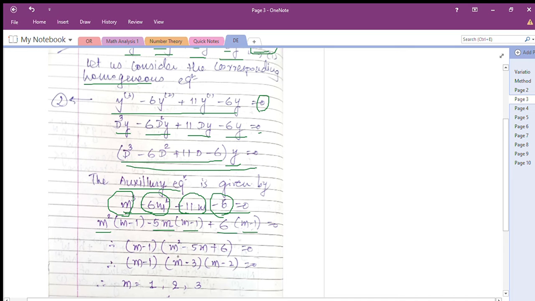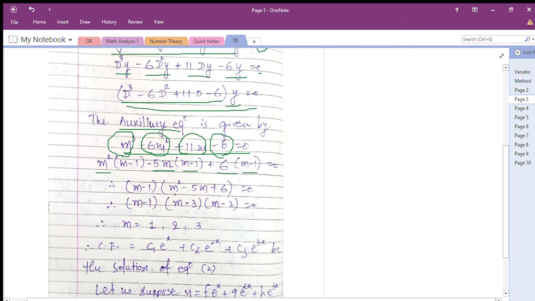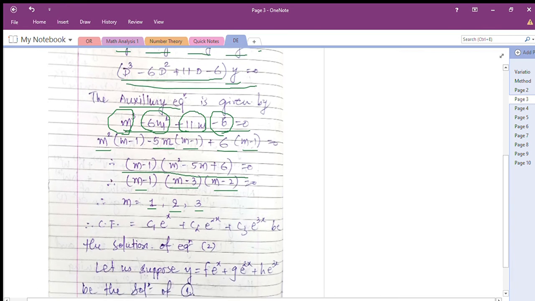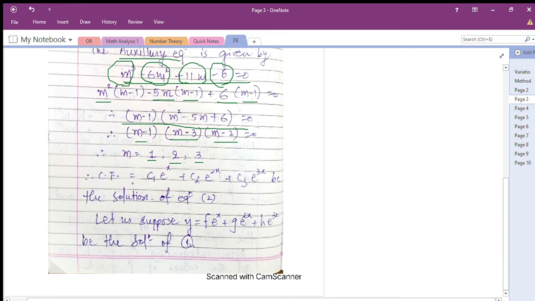We will get something like this: m minus 1 times m square minus 5m plus 6 is equal to 0. And since you can factorize it in this manner: m minus 1, m minus 3 and m minus 2, we will have values of m equal to 1, 2 and 3. So the corresponding complementary function is c1 e raised to x because of this one.